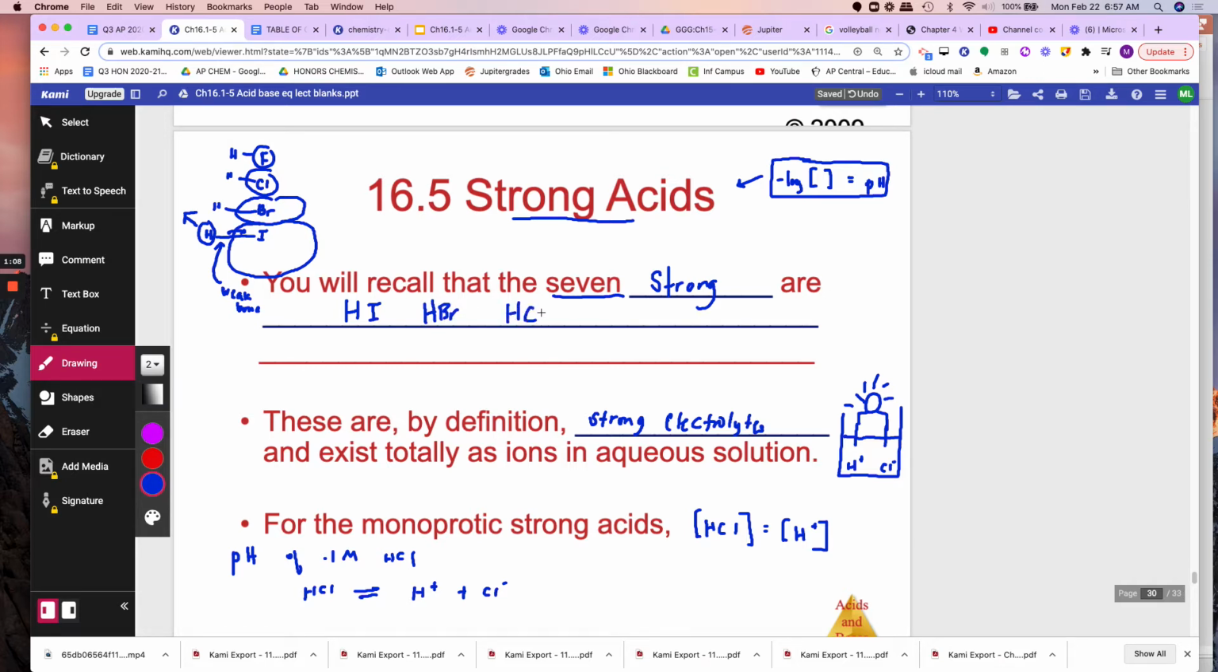Okay, HF is a very weak acid, and the reason is the distance between the H and the F is very close, making the bond very strong, and the H stays. So do not include HF.